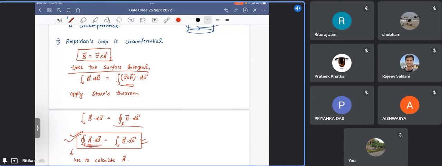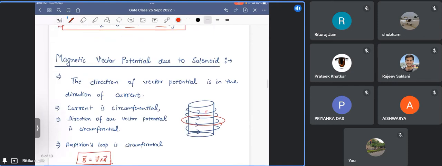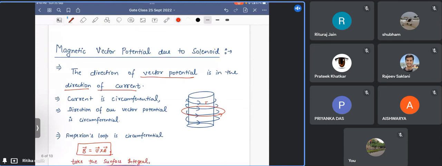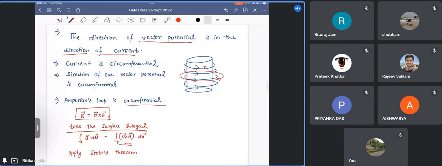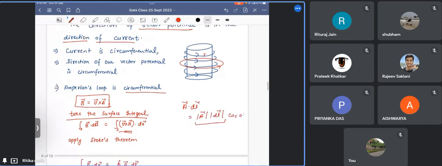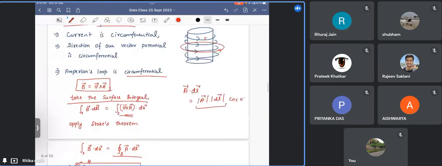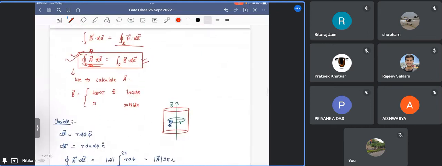Again, we have to consider the Amperian loop here, so we have to know the direction of the A vector. The direction of the vector potential is always in the direction of the current. In this case, the direction of current is circumferential, so we take the direction of the vector potential as circumferential. Therefore, our loop will be in the circumferential direction, so that whenever we calculate A dot dl, it becomes mod A into mod dl and cos of 0, and only this quantity remains. So whenever we calculate A dot dl in the case of a solenoid, we will always take the Ampere loop in the circumferential direction.